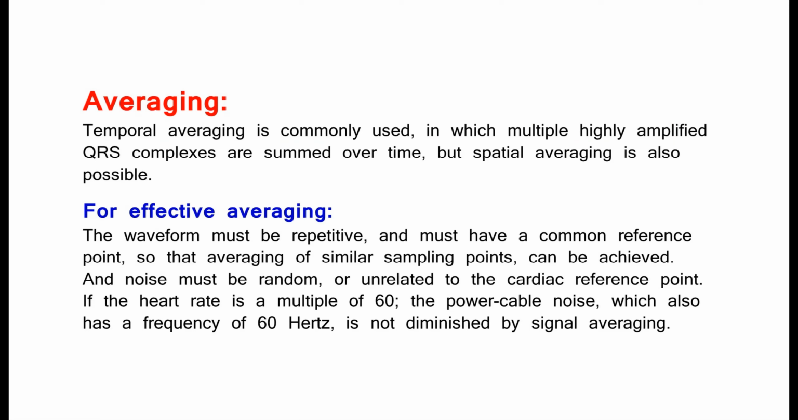Averaging. Temporal averaging is commonly used, in which multiple highly amplified QRS complexes are summed over time, but spatial averaging is also possible. For effective averaging, the waveform must be repetitive, and must have a common reference point, so that averaging of similar sampling points can be achieved. And noise must be random, or unrelated to the cardiac reference point. If the heart rate is a multiple of 60, the power cable noise, which also has a frequency of 60 Hz, is not diminished by signal averaging.